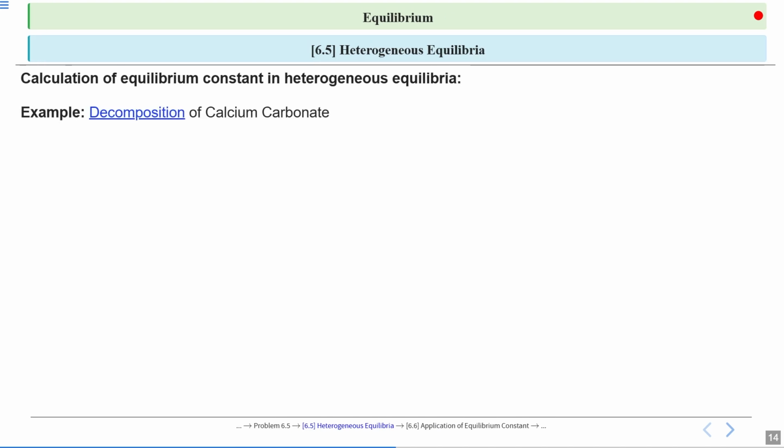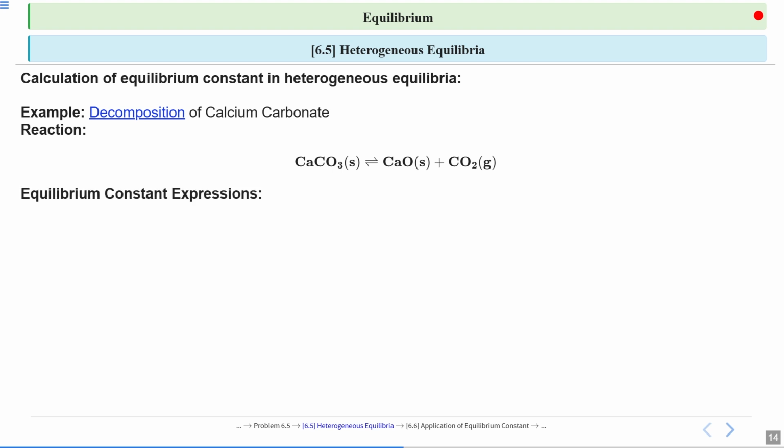Now let us take an example to understand the same. Suppose we are considering the decomposition of calcium carbonate. This can be represented by the equation: calcium carbonate in the solid phase decomposes to form calcium oxide, which is in the solid phase, and CO2, which is in the gaseous phase. Now can you identify whether this reaction is homogeneous or heterogeneous? Just look at it. It's very simple. Meanwhile, what can be the equilibrium constant expression for this?